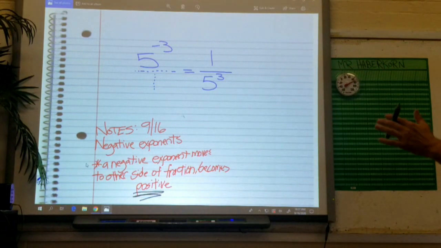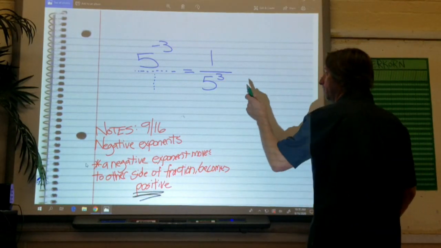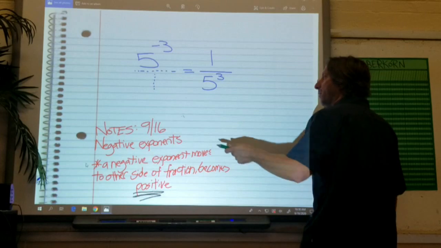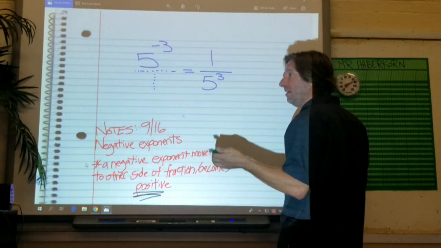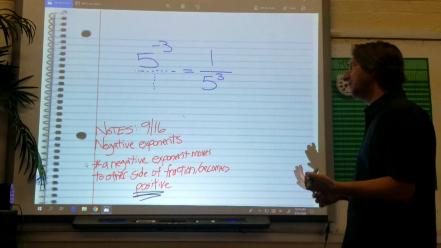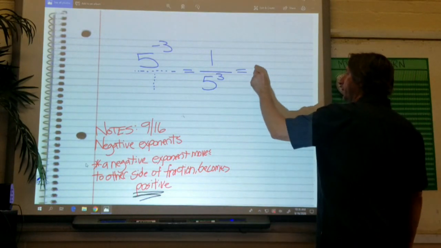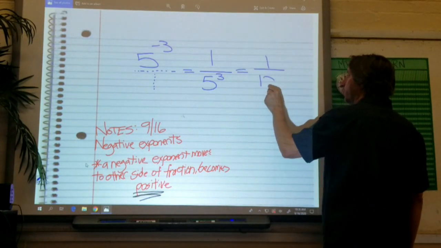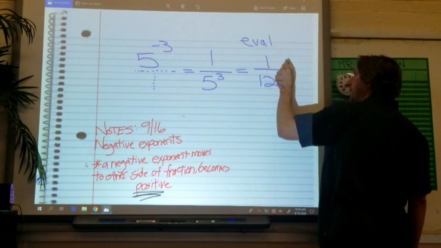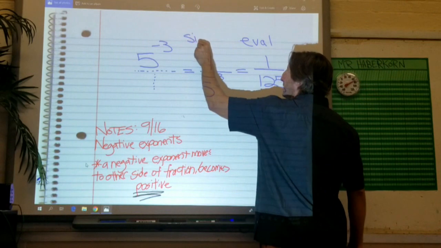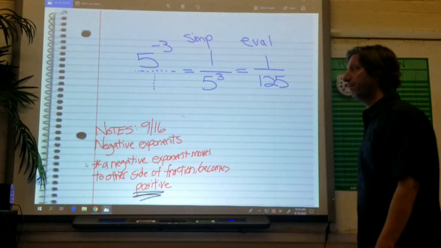So this is simple. The biggest mistake people make is they say 5 to the third is 125, and then they say the answer is negative 125. That's not right. The answer is really 1 over 125, okay? So once again, this is if they ask you to simplify, and the number is if they ask you to evaluate.